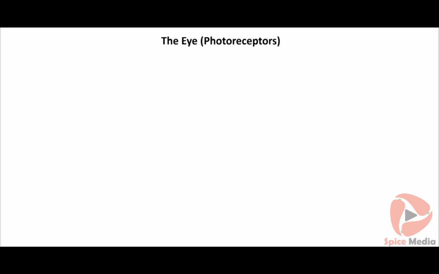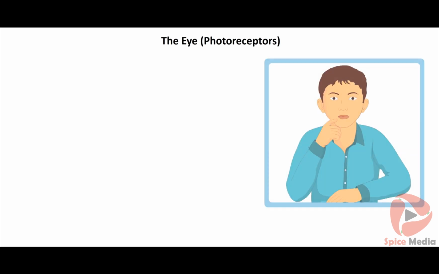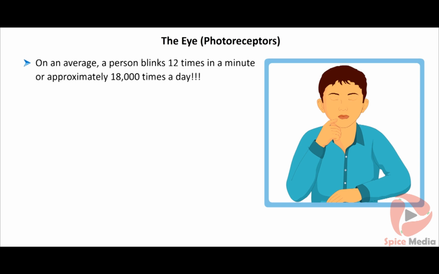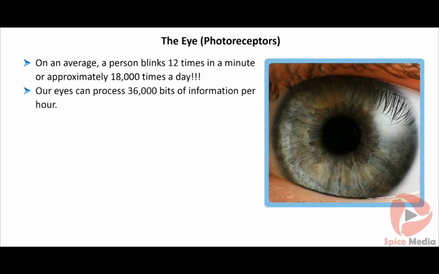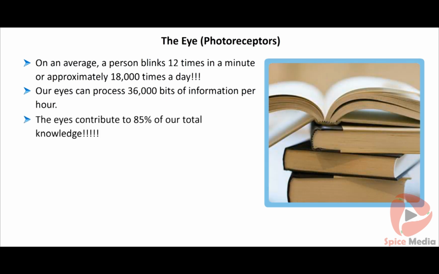The photoreceptors. All of you must be aware of the importance of your eyes. Do you all know that on an average, a person blinks 12 times in a minute, or approximately 18,000 times a day? Our eyes can process 36,000 bits of information per hour. The eyes contribute to 85% of our total knowledge. Although we can function without sight, we rely heavily on vision to live our everyday lives.